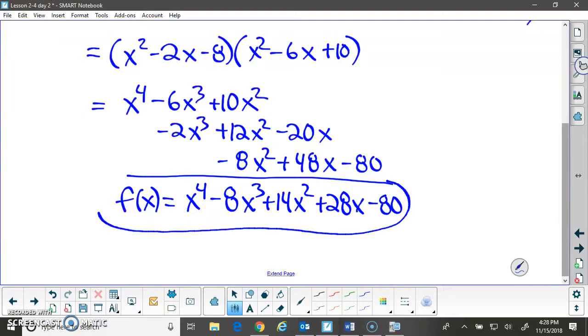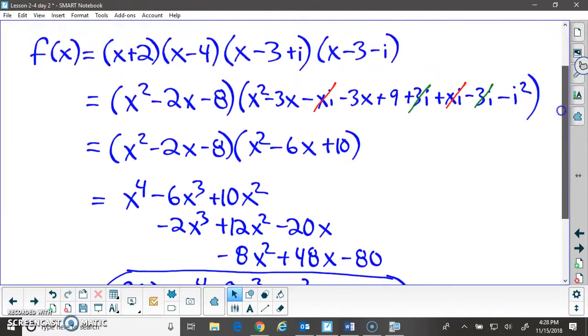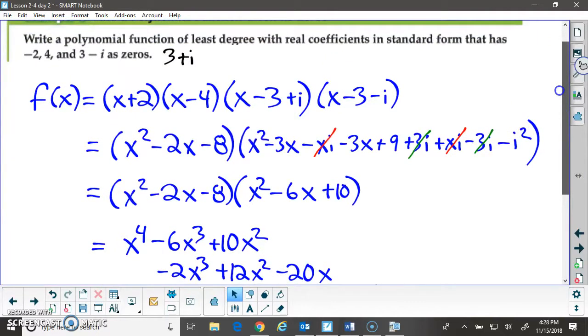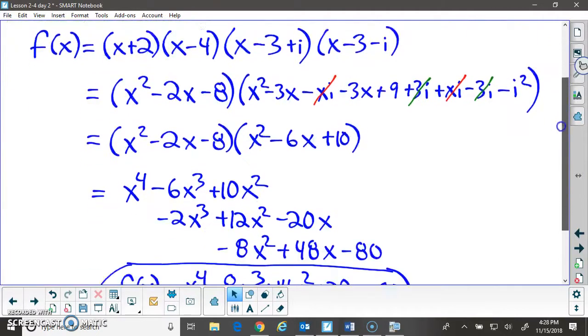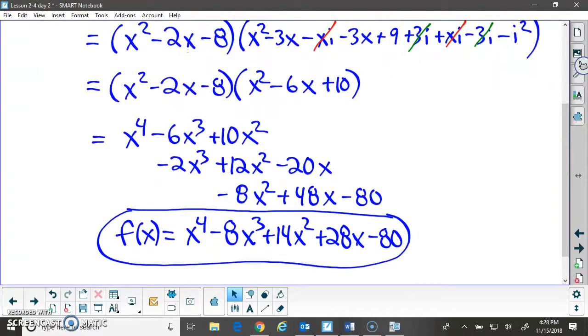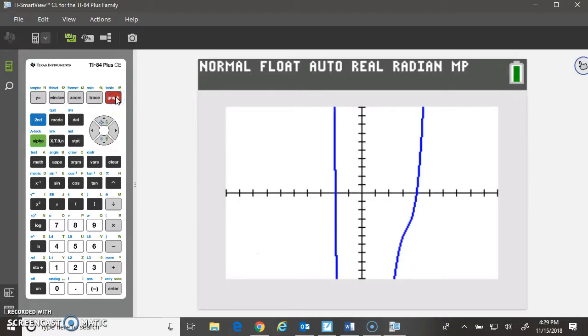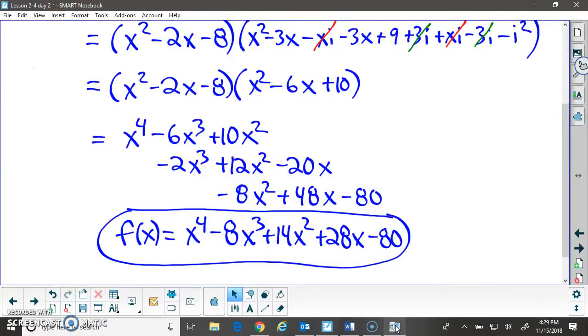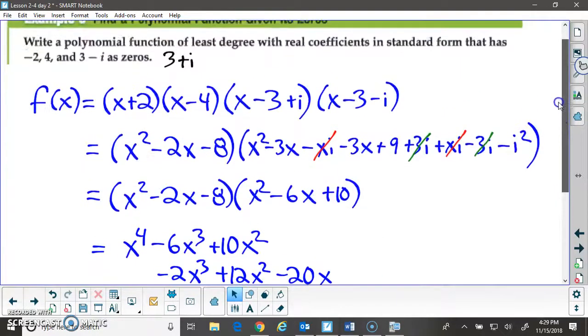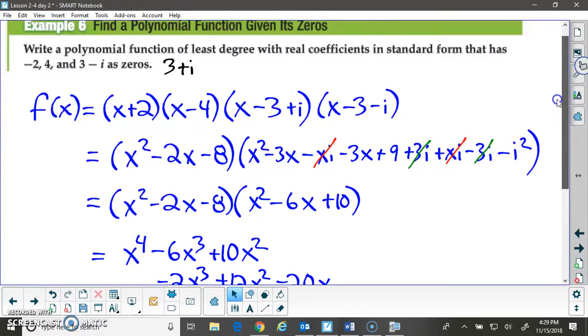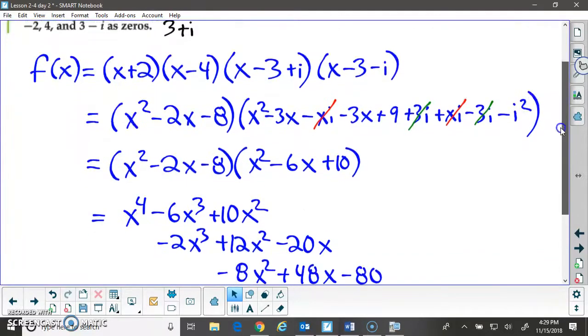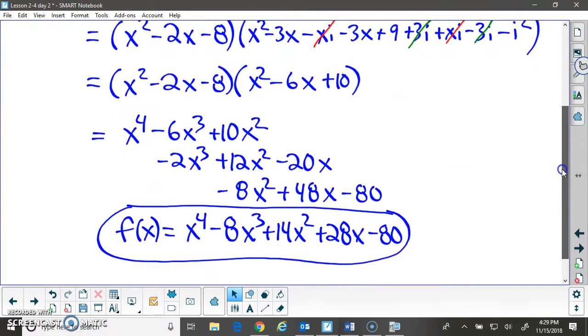So the last thing I'm going to do here is I'm going to graph this to see if it has the right x-intercepts. It should cross the x-axis at -2 and at 4. So if we graph this, you can see I've got it entered here on the graphing calculator, and so now when I graph it, you can see it crosses at -2 and at +4. And it was supposed to cross at -2 and +4. That ensures that we have it in the correct standard form.